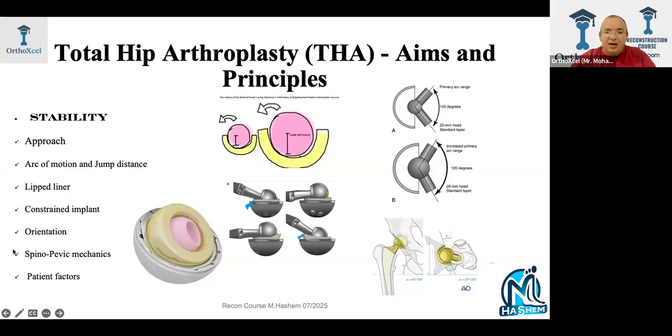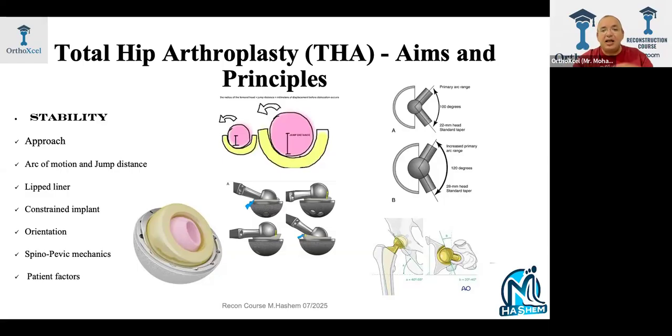One of the very common problems and very missed is the spinopelvic mechanics. You need to understand the mechanical relation between your spine and your pelvis. So the movement is coming, you understand the curves, you understand that your cervical curve is lordotic, then the thoracic curve is kyphotic, then the lumbar curve is lordotic, then the sacral curve is kyphotic again.